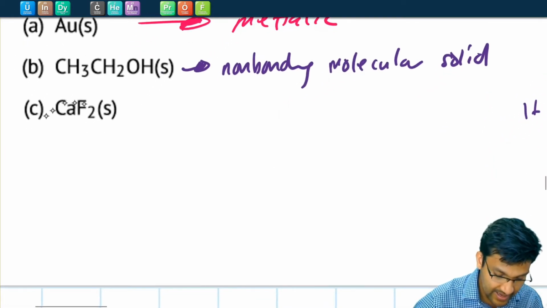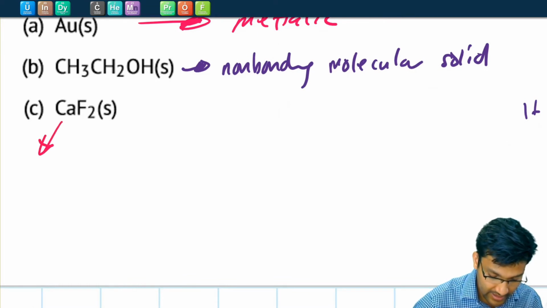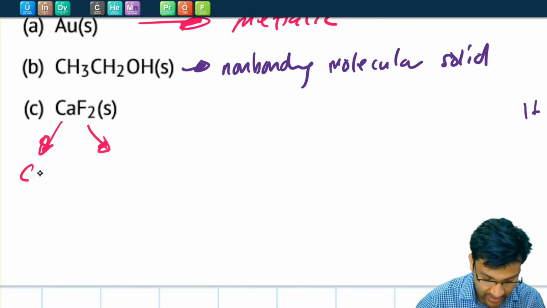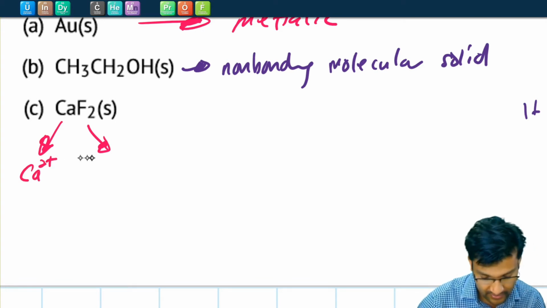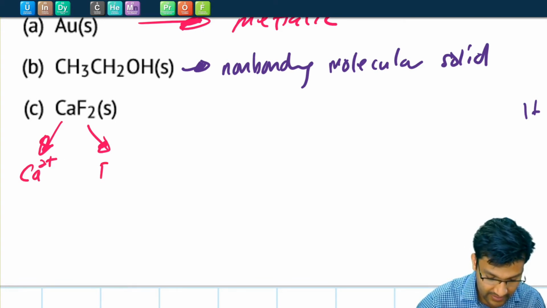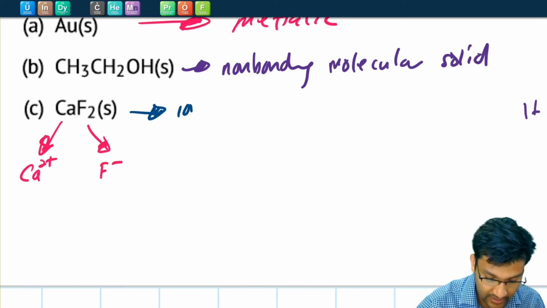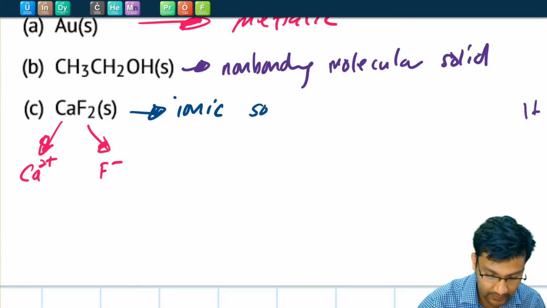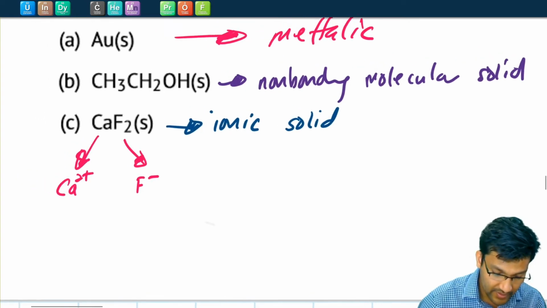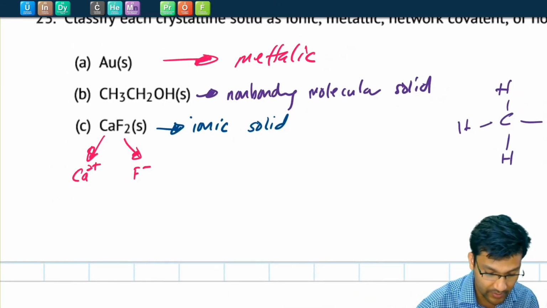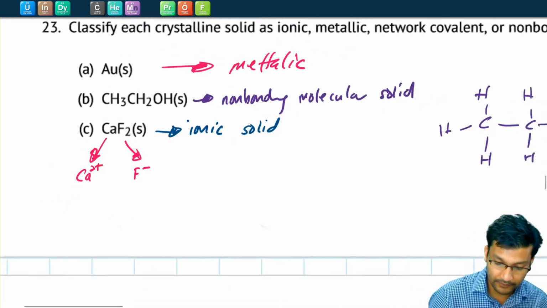All right, what about CaF2? We know that Ca is a metal, F2 is a non-metal, so this has ionic bonding. Ca has ion Ca2+, F has charge F−. So this here will be an ionic solid. So there we go. We have a metallic solid, a non-bonding molecular solid, and an example of an ionic solid.